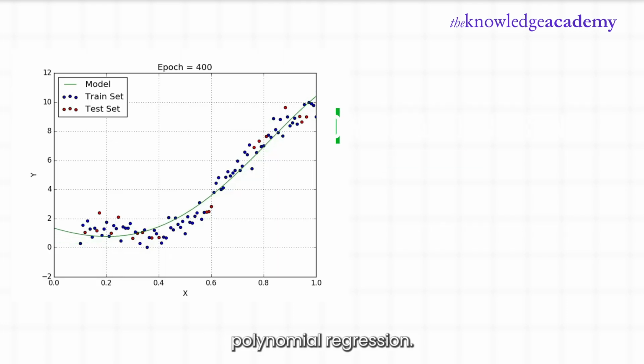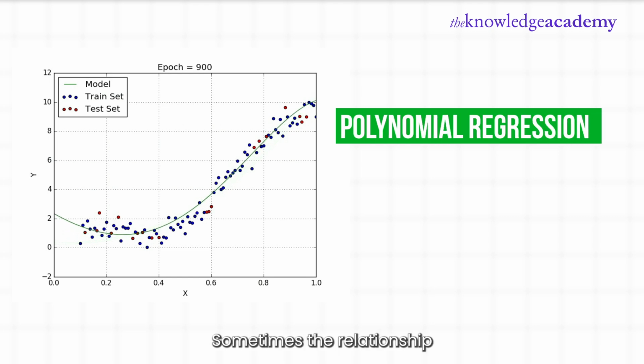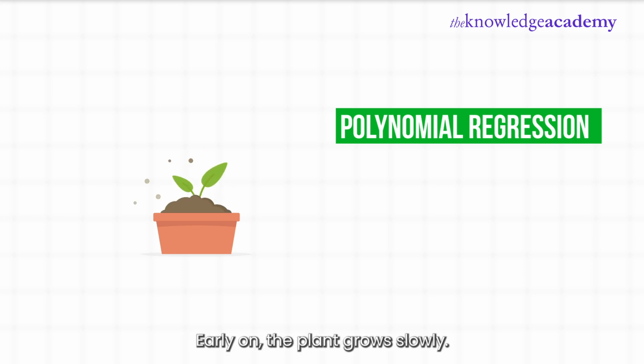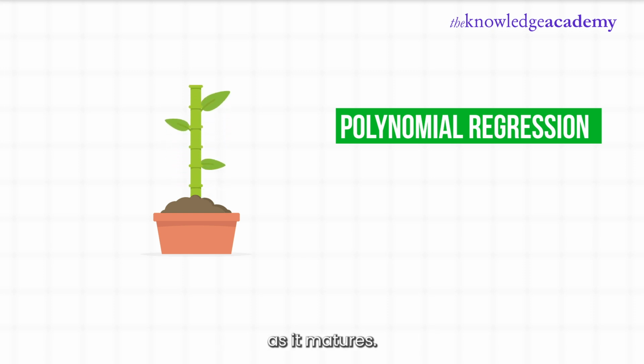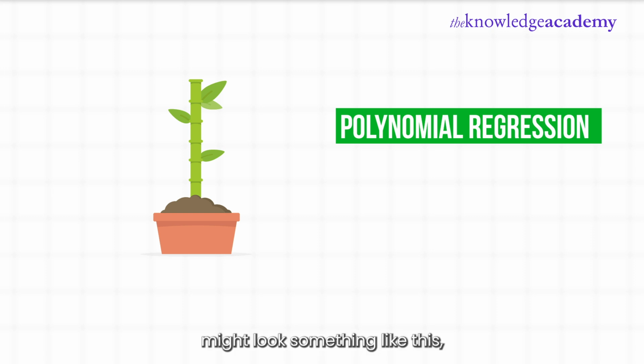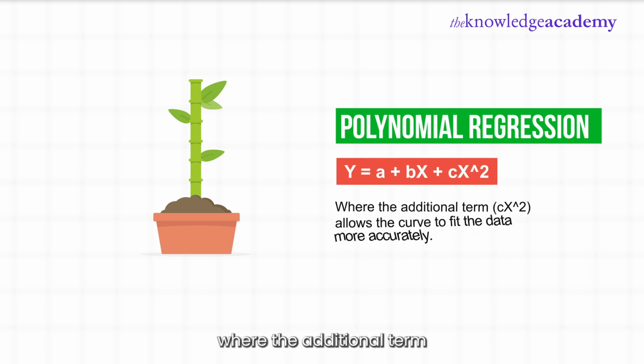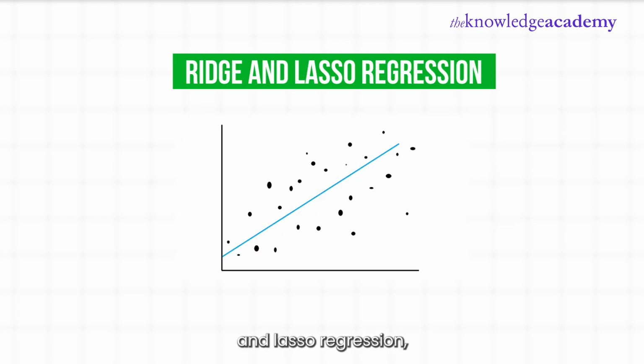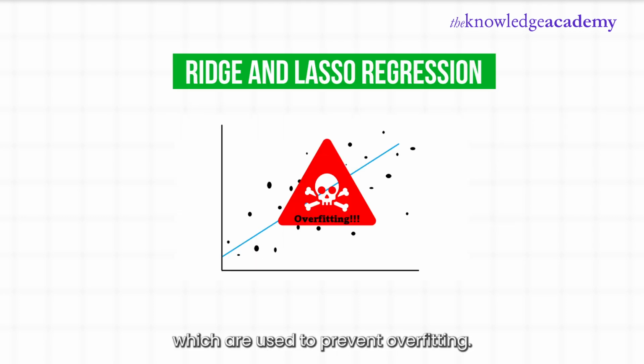Next, let's talk about polynomial regression. Sometimes, the relationship between variables isn't a straight line. For example, let's say you're modeling the growth of a plant over time. Early on, the plant grows slowly, then it speeds up, and finally, it slows down again as it matures. In this case, a polynomial regression would be more appropriate. The equation might look something like this, where the additional term cx squared allows the curve to fit the data more accurately.